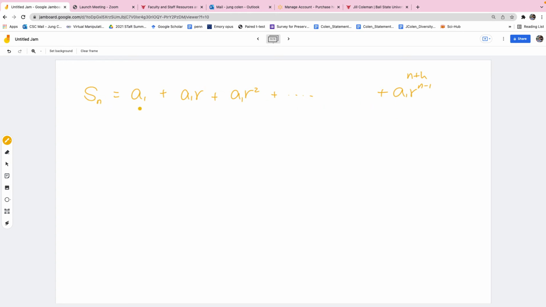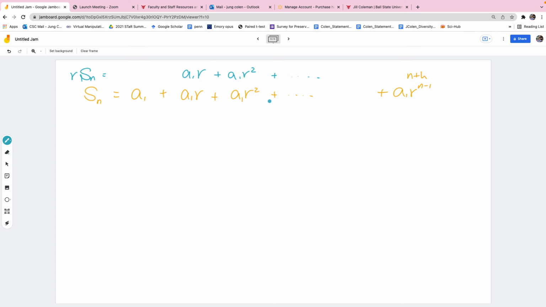If I multiply this whole thing by R, and I will write that above this, so R times S of n, I'm multiplying this whole thing by R. What do I get? A sub 1 times R, so I'm going to start from here, a sub 1 times R, and multiplying this by R, then you have a sub 1 R squared, and so on and so on.